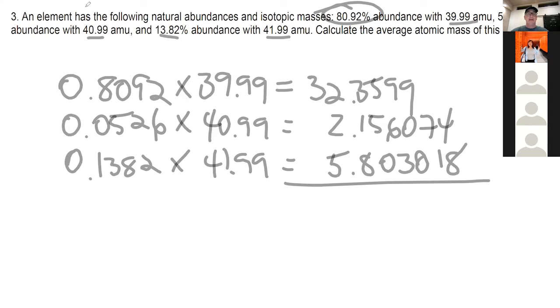So when I add these up, that's going to give me the average, is it? Yes. So add them up. What do we get? 40.319. Keep going.